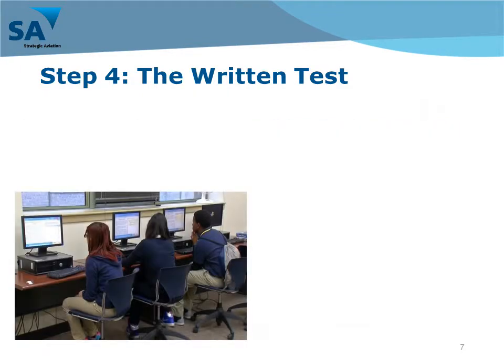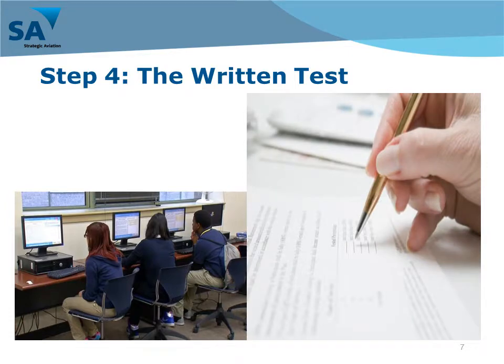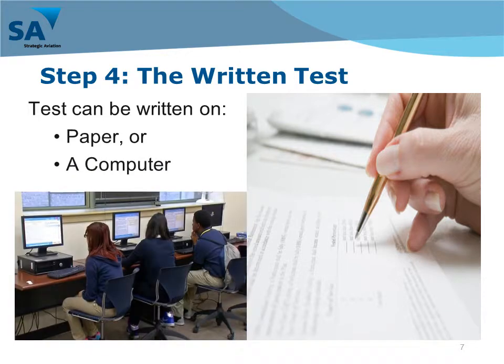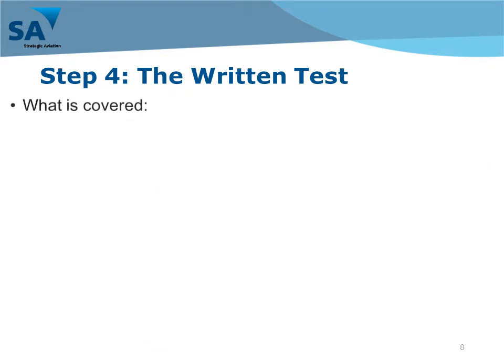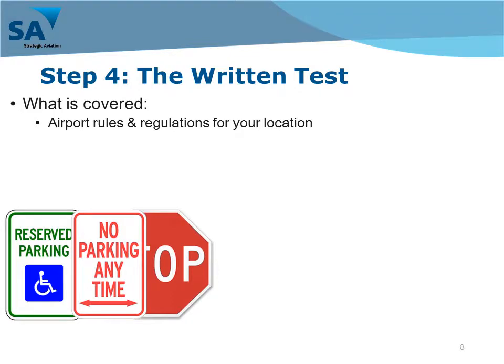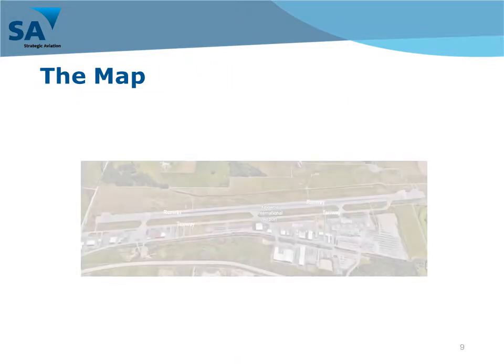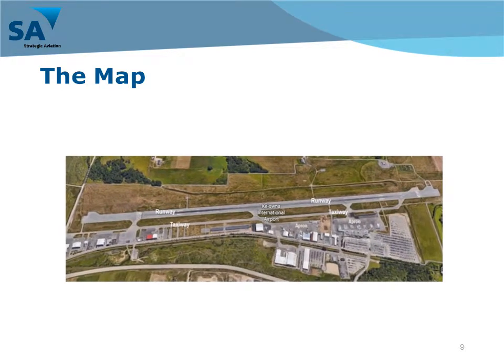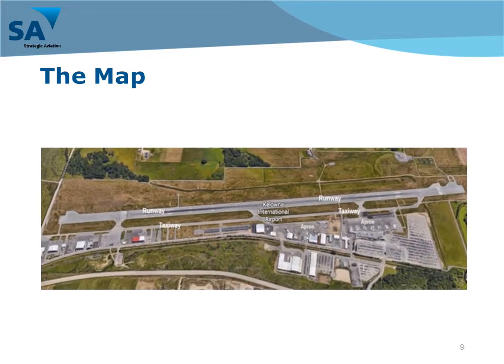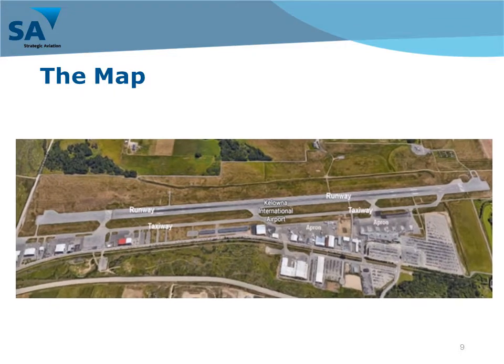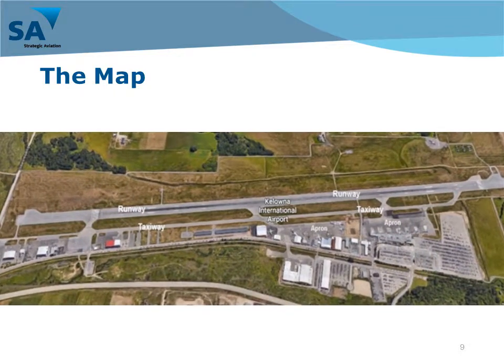Every airport will have a written test that will help ensure you are ready to drive airside. The test can be administered on paper or through a computer. Your written test will cover airport rules and regulations for your location. Some tests may also require you to memorize your airport airfield map and be able to identify taxiways and aprons. If you do receive an exam which requires the map portion, it is important that you are able to identify information such as the ramp layout, operational stands, vehicle corridors, airside roads, and many other things that you would encounter while driving airside.